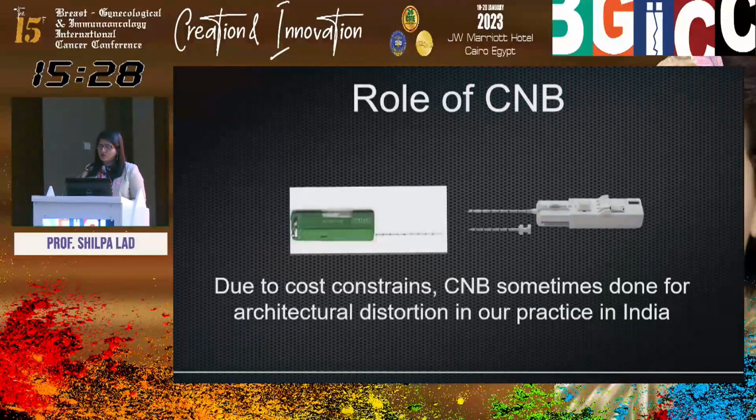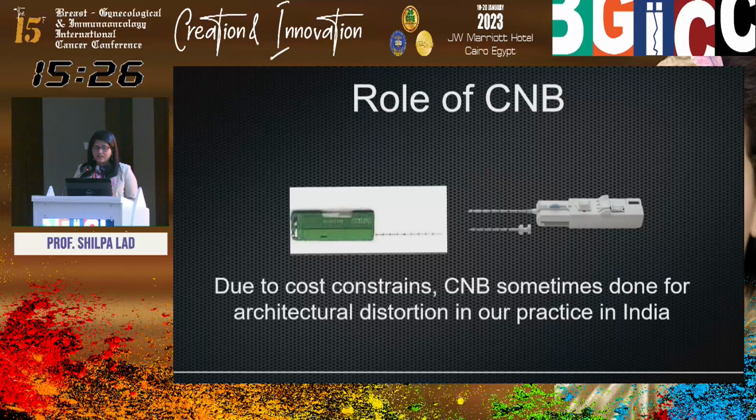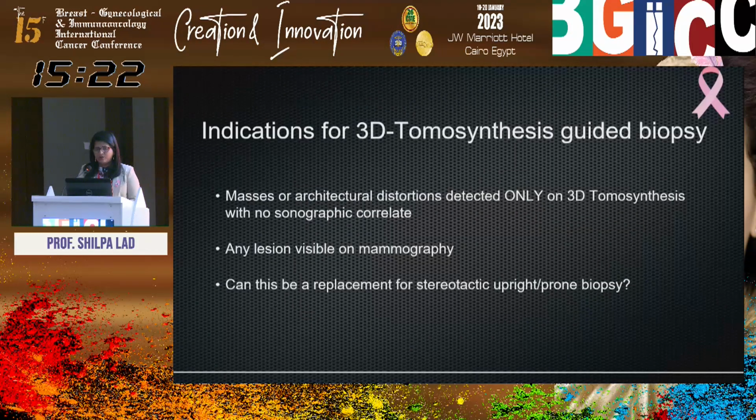Now what is the role of core biopsy? Like I said earlier, due to cost constraints, sometimes we use core needle biopsy. Indications for tomo-guided biopsy are masses or architectural distortions which are seen only on 3D tomosynthesis, or basically any lesion which is visible on mammography. All the indications for which we were doing stereotactic biopsies so far, we can do tomo-guided biopsies.